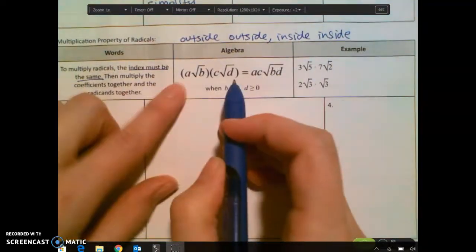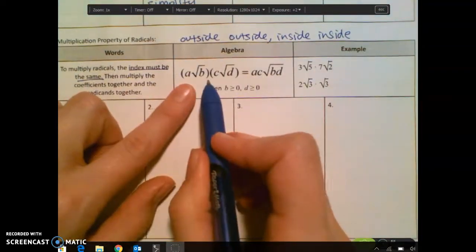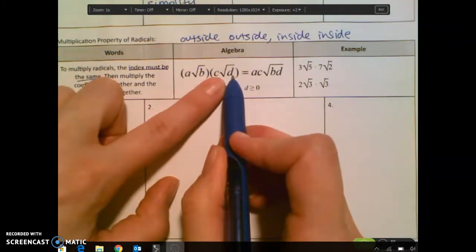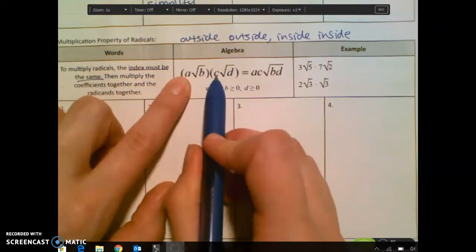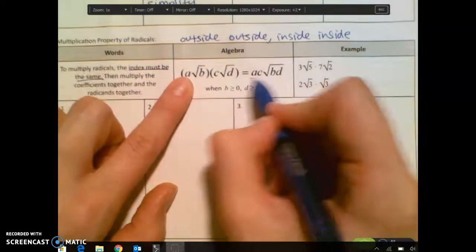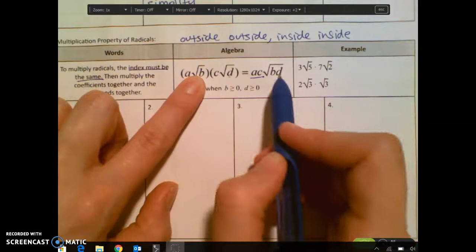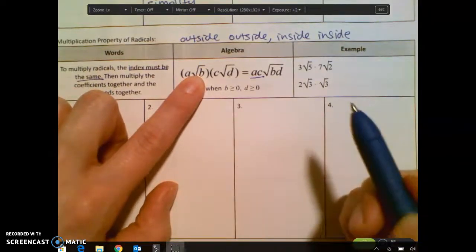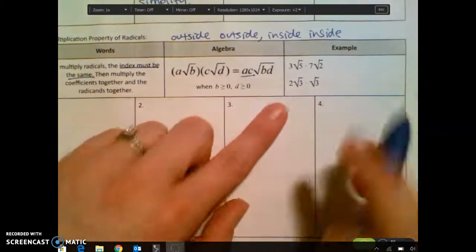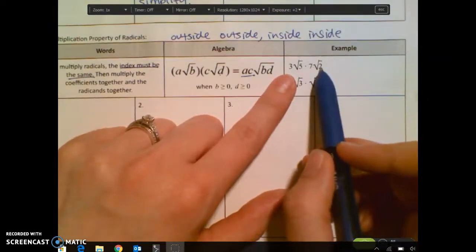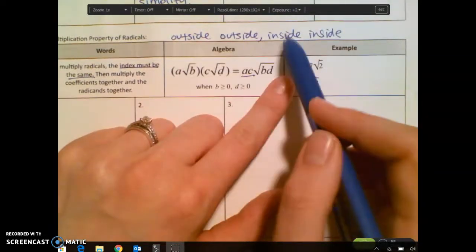So here's what this means. If I have a square root of b times c square root d, then what I do is take the outside times the outside, the a times the c, and then I take the inside times the inside, the b times the d. Okay, so that's what we're going to do. Here's our problem. 3 root 5 times 7 root 2. What do we do? Outside, outside, inside, inside.